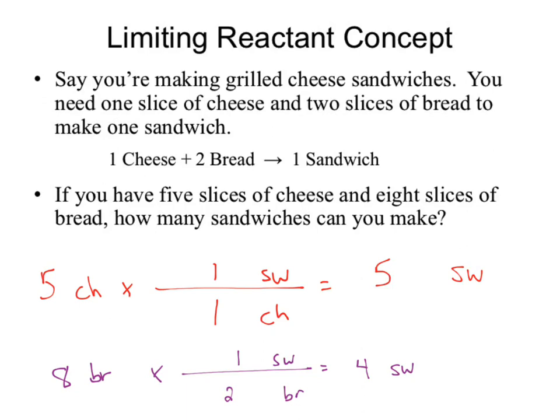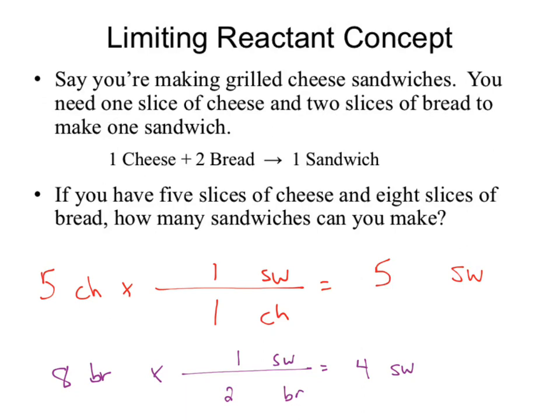You've done this conversion in chemistry now multiple times. We're now doing it with sandwiches to try and make it a little bit easier, and everybody hates bicycles. I don't know why. Bicycle is pretty cool. And when we run this, we say we can only get four sandwiches. But isn't five bigger than four? Why don't I have five sandwiches?